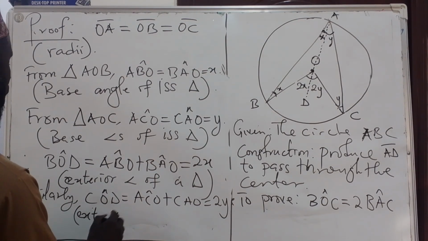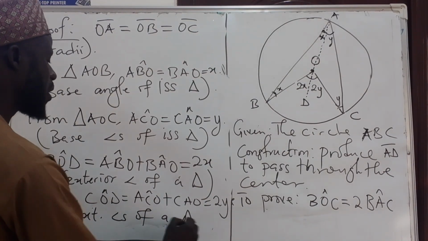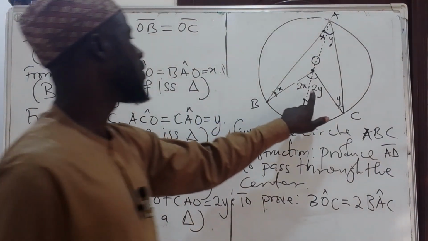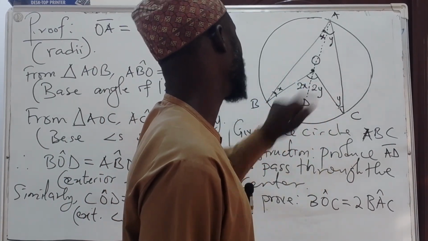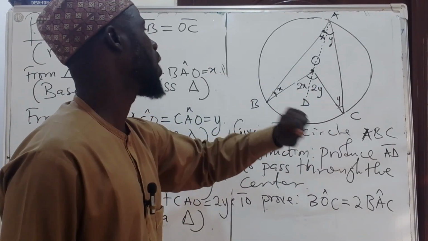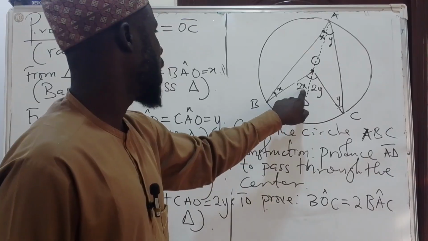So, exterior angle of a triangle. Now, the exterior angle of a triangle is equal to the sum of the two opposite interior angles. So this is 2y and there is y, here is y. So here is x, here is x. x plus x becomes 2x.